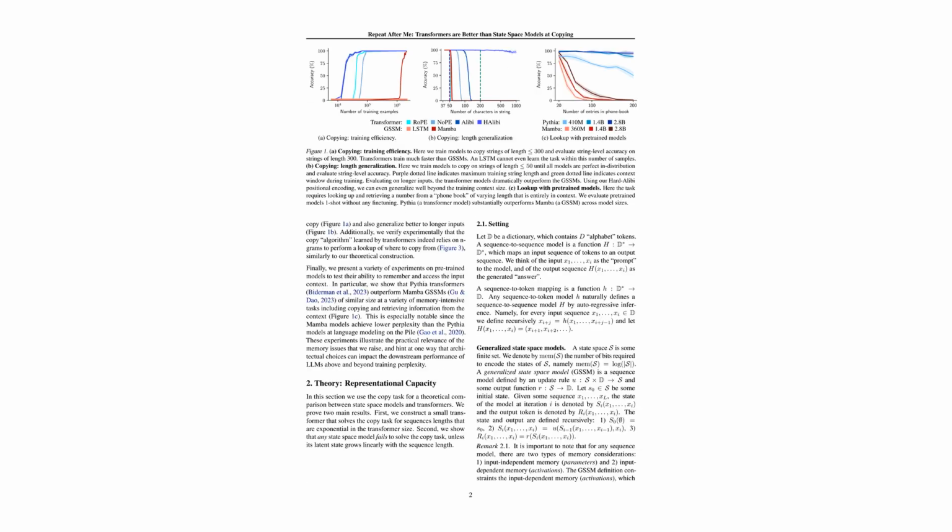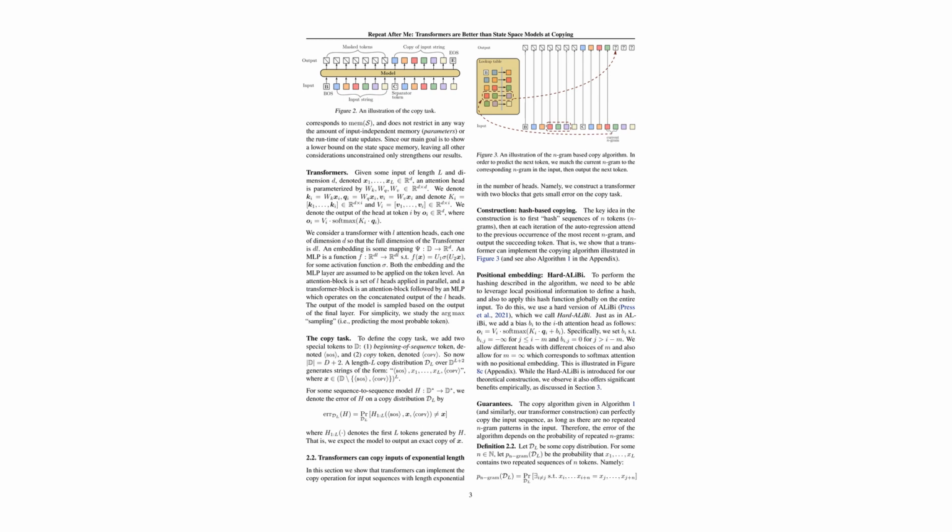Okay, so what does the paper say about how transformers and GSSMs compare on context copying tasks? The paper finds that transformers significantly outperform GSSMs on context copying tasks. This is because transformers have a fundamental advantage over GSSMs. Transformers can efficiently store and access information from the input context, while GSSMs are limited by their fixed size latent state. Can you explain that in a bit more detail?